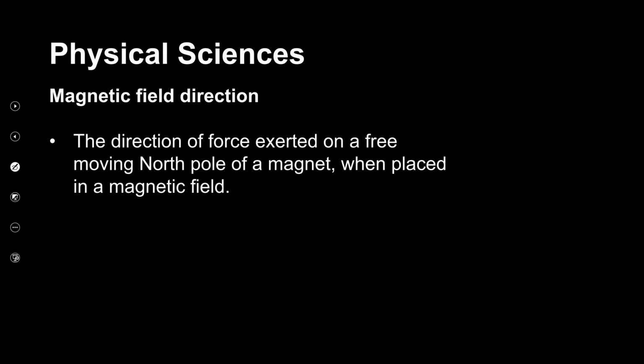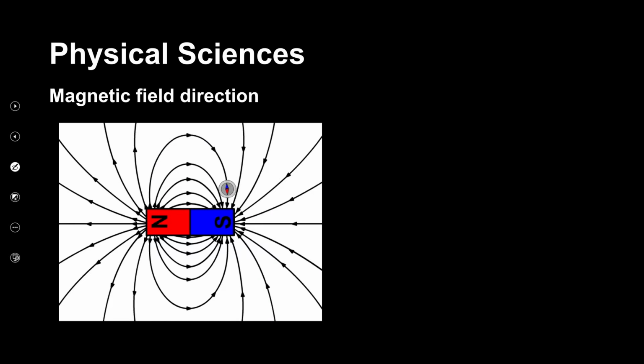Right. Now, the direction is the direction that a force is indicated on a free moving north pole. And we say that's really the compass needle. So the direction of the compass needle will give us the direction of the magnetic field, and we can see that exactly here. Isn't that an amazing little simulation?